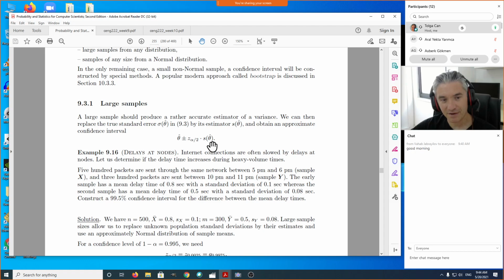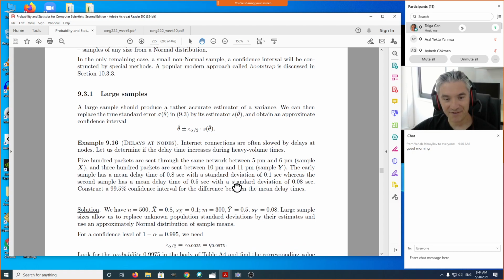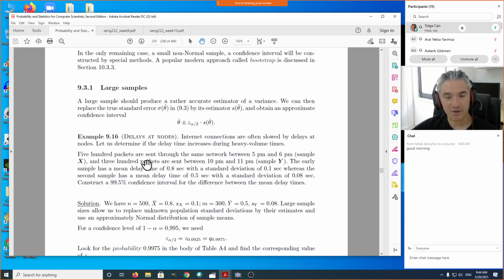One thing I want to note as very important is the value that is given in the question. For example, if you look at example 9.16, the early sample has a mean delay time of 0.8 seconds with a standard deviation of 0.1 seconds. So this 0.1 is not directly the standard error. It's not what you're going to directly put into the equation. 0.1 is the sample standard deviation. It still refers to the standard deviation of those individual variables you have.